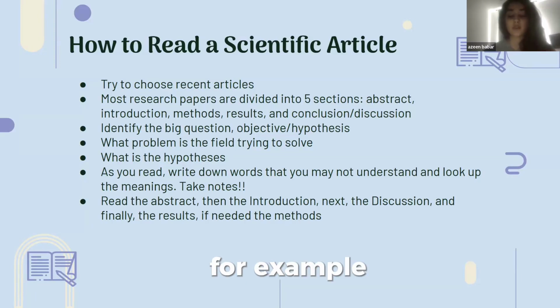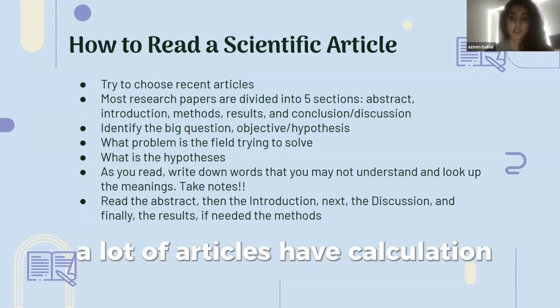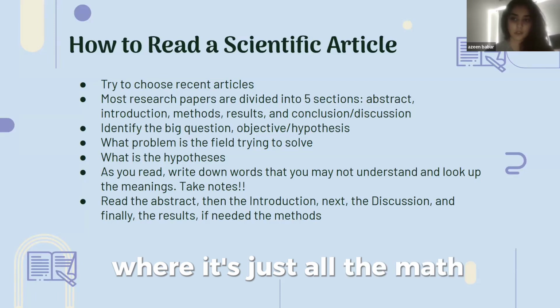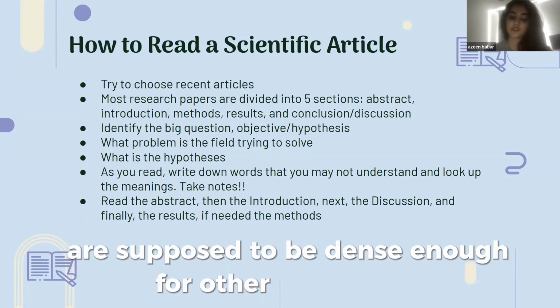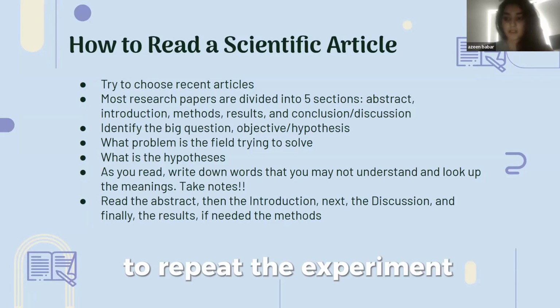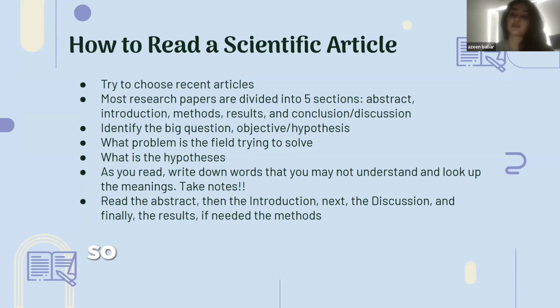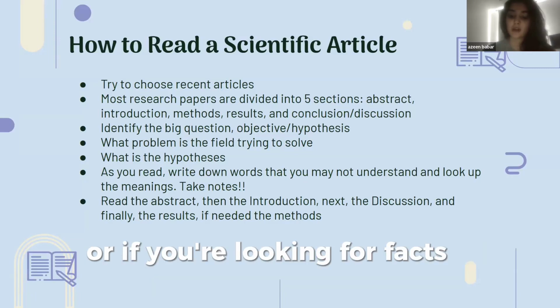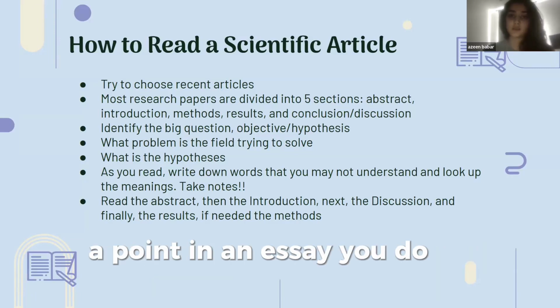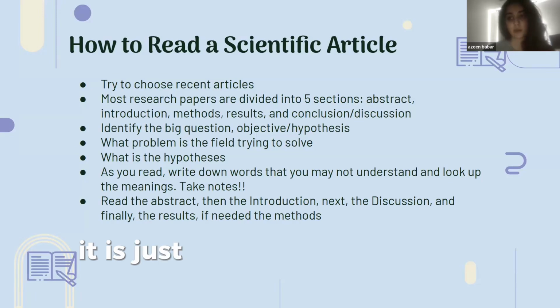For example, a lot of articles have calculation sections where it's just all the math and everything they did. Articles are supposed to be dense enough for other researchers to repeat the experiment and try to get the same results. So they have to include all the math, but if your assignment is to just summarize an article or if you're looking for facts to back up the point in an essay, you do not need to read that math. It is just going to make your head hurt.